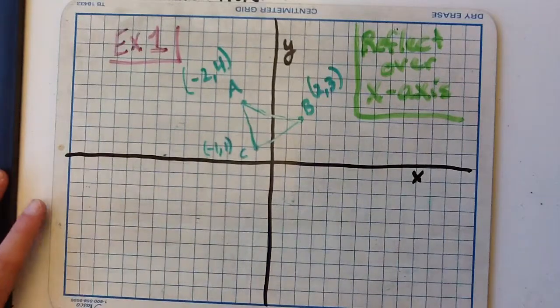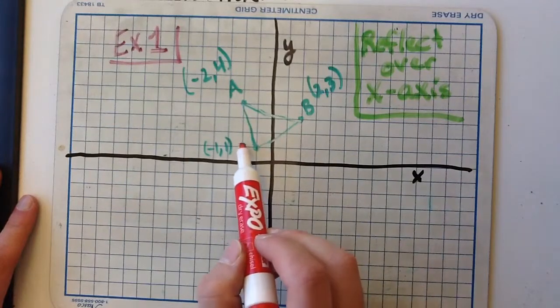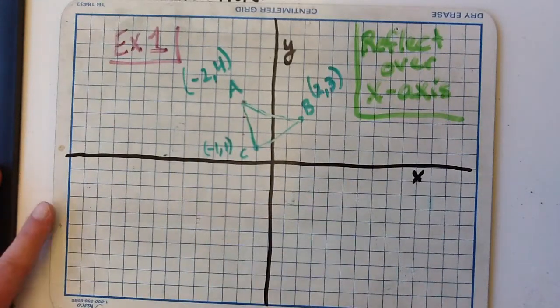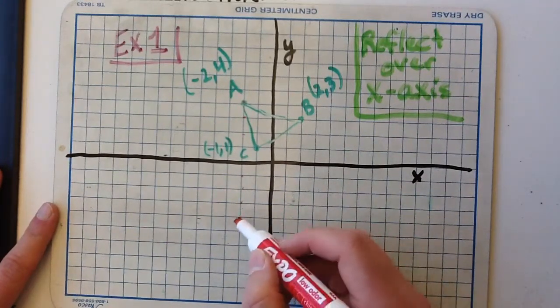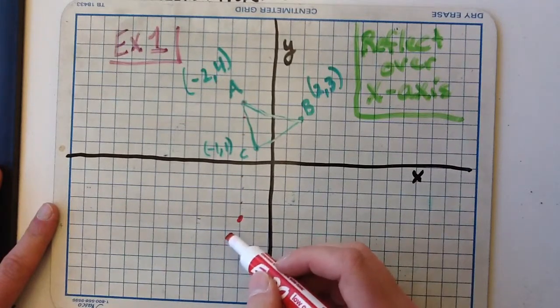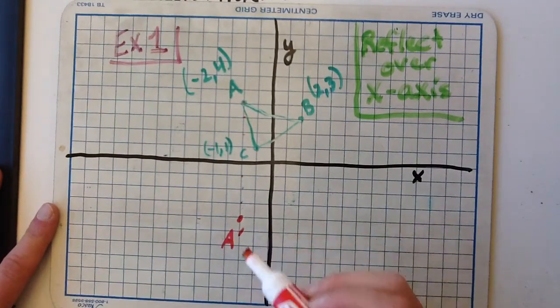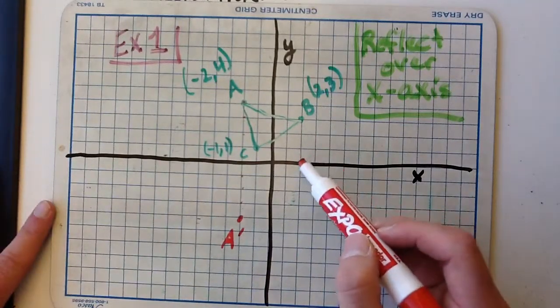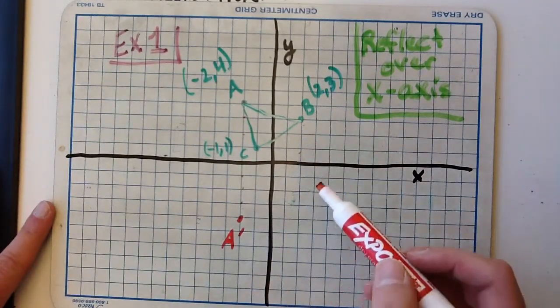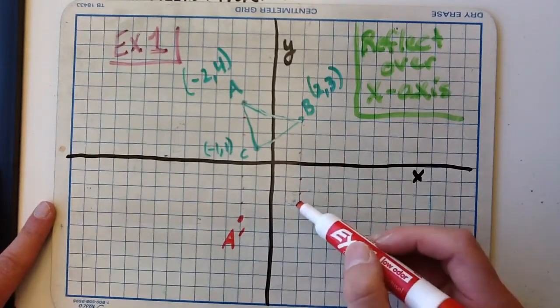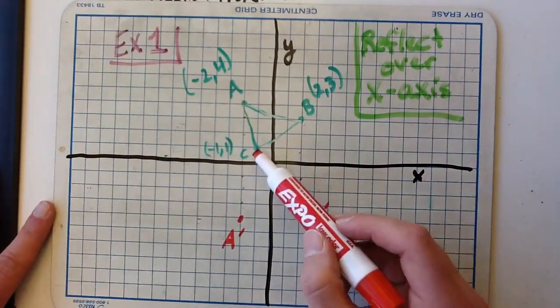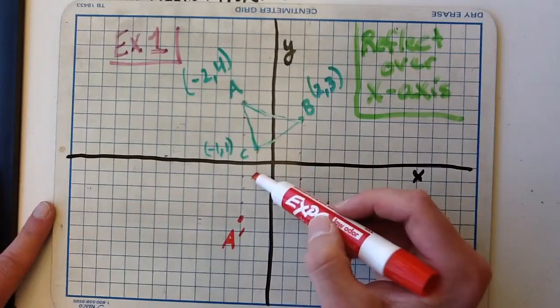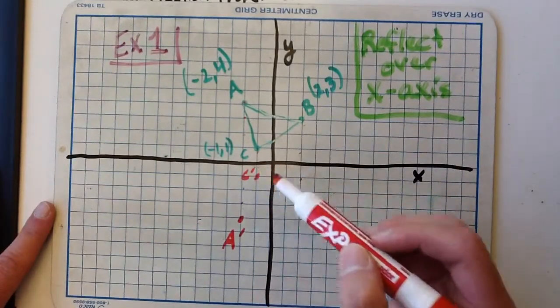This is the pre-image, so we'll start with point A. Point A, how far away is it from the x-axis? Well, it is 1, 2, 3, 4 away from the x-axis, so if I flip it over, it's going to also be 1, 2, 3, 4 away from the x-axis. I can call this A prime. B, point B is 1, 2, 3 away from the x-axis, so if I flip it over the x-axis, it's 1, 2, 3 away. This is B prime. And C is 1 space away, so when you flip it over, it's 1 space away from the x-axis, so that is C prime.